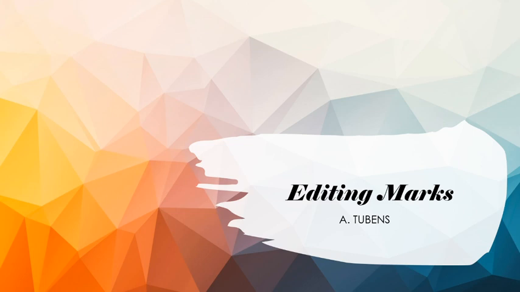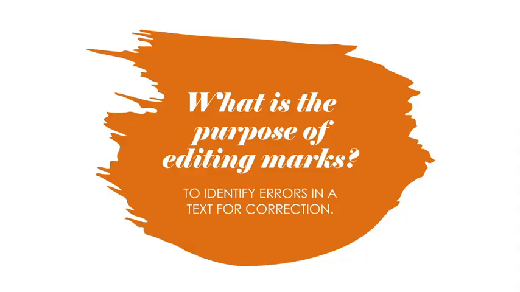Today we're actually going to be talking about editing marks, also known as proofreading marks. Maybe you've seen these before. We're going to be looking at a selection of them. First, I want you to know what the purpose of these marks is, which is to identify errors in a text for correction. Let's say your teacher is correcting your essay and they notice that there is a spelling mistake. Instead of writing there is a spelling mistake, there is a specific code that teachers can use to write that in much fewer words. Those codes are what we're going to learn.